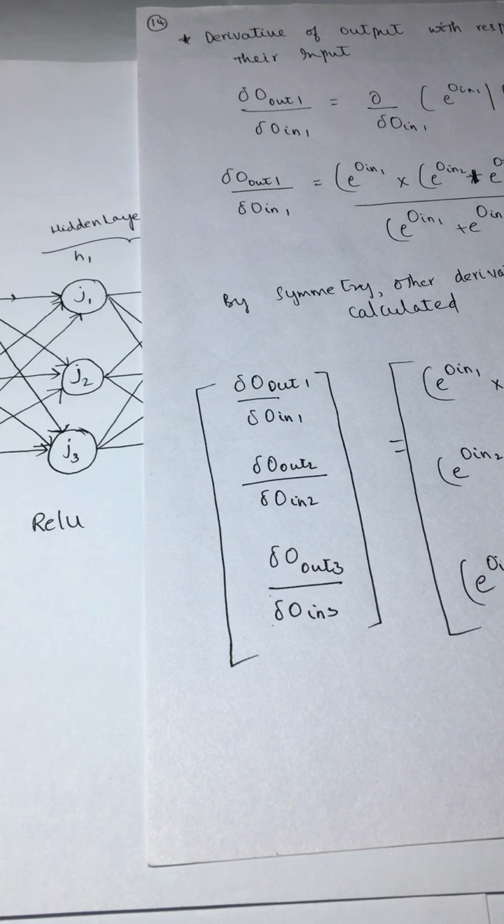The remaining thing, next, is the derivative of input with respect to each weight. That derivative is basically pending.